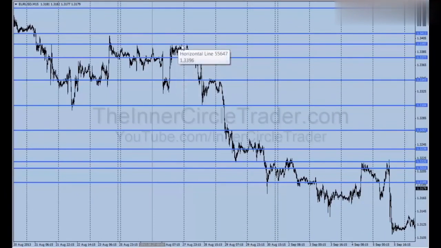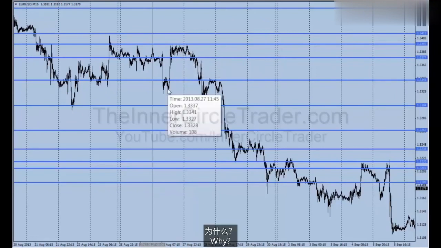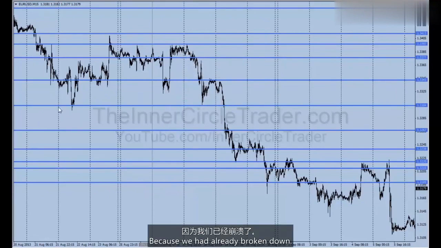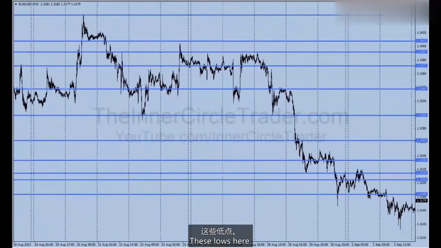Tuesday and/or Wednesday forming the high of the week, and you see that happening here. But as price rallied up, this is a suspect rally. Why? Because we had already broken down based on this low, forming lower lows. These lows here were taken out, and the rally up is suspect. When we start to break lower, we have these lows taken out, the rallies up are suspect.